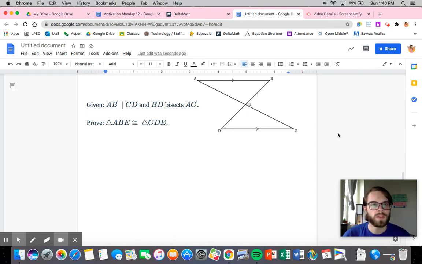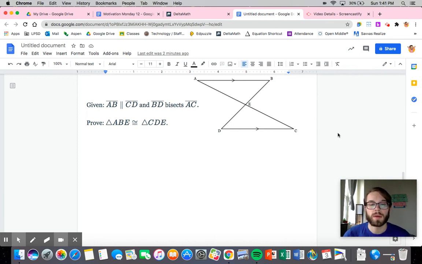Okay, so we know right off the bat that parallel lines are only ever going to give us congruent angles, right? We have alternate interior, alternate exterior, corresponding, things like that. It's not going to give us anything about side length, so that's not going to help us with sides. We do know that BD is bisecting AC. Since only BD is bisecting AC, we cannot say that AC is bisecting BD at this point.